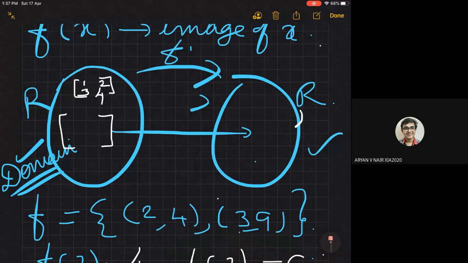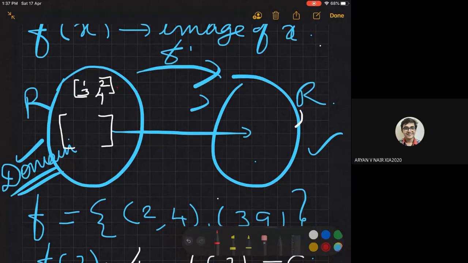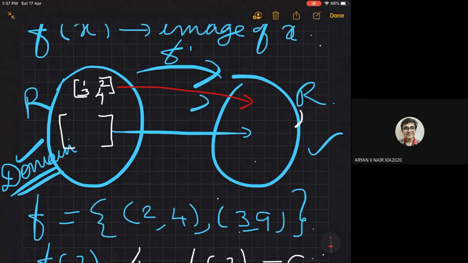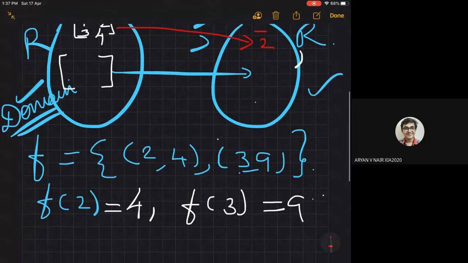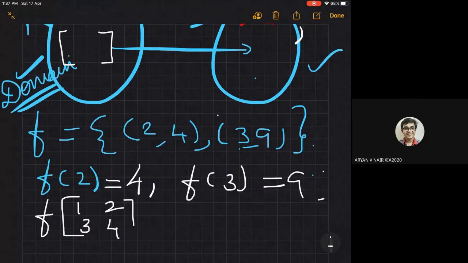And see how I'm defining the image here. I'm taking the image of this matrix 1, 2, 3, 4, and giving it as 4 minus 6. One number I'm giving as image, that is 4 minus 6, minus 2. So what is the image of the matrix 1, 2, 3, 4? It is minus 2. So actually, how do we write it in the function form? We write f of the matrix 1, 2, 3, 4 equal to minus 2, right?